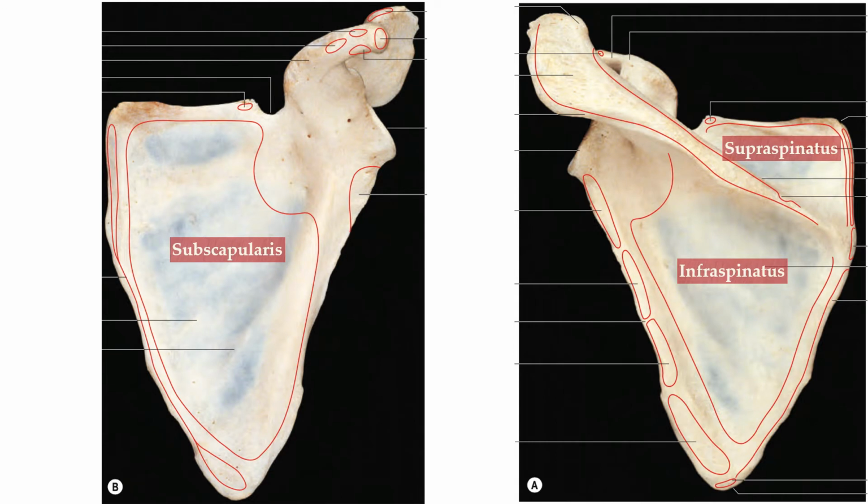Now let us talk about the site of origin of rotator cuff muscles. On the left side of your screen, you are able to see the costal or the ventral surface of the scapula. Over the ventral surface of the scapula, the medial two-third part, this is the medial border and this is the lateral border. This is the lateral angle and this is the inferior angle and this is the superior angle. From the medial two-third of the ventral or the costal surface of the scapula, a muscle takes origin which is called subscapularis muscle.